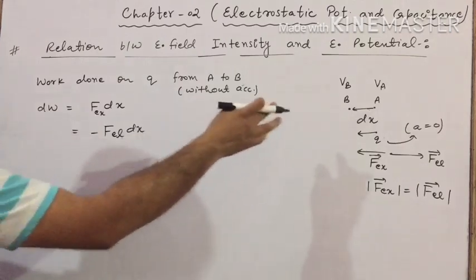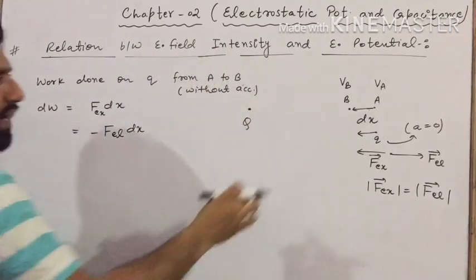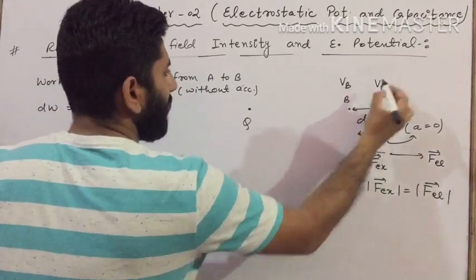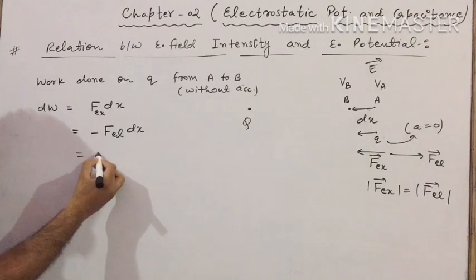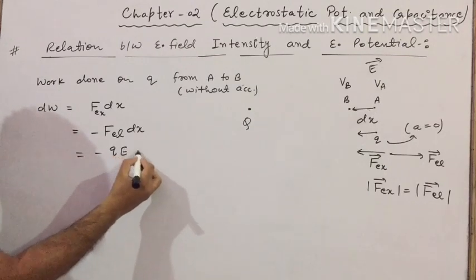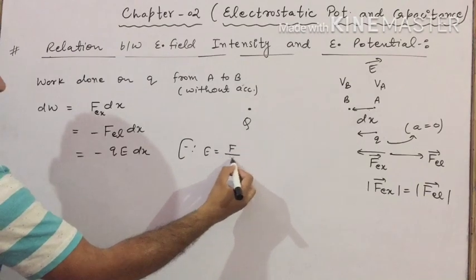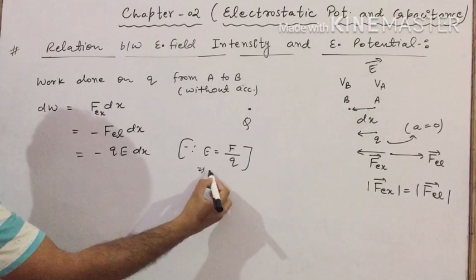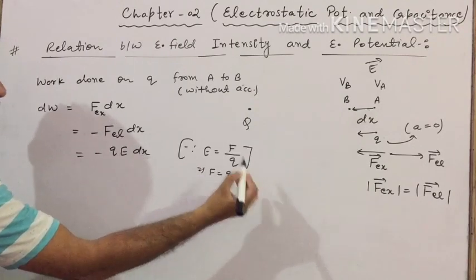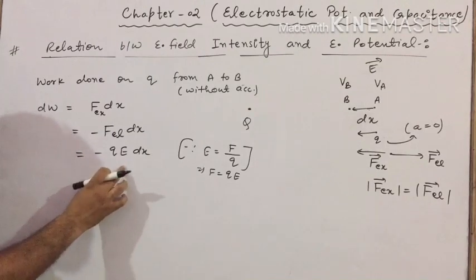And if electric field at that point is E, because I wanted to introduce electric field intensity, if electric field at this point is E, suppose, in that case, this force can be written as qE, because we know electric field intensity is defined as force per unit charge. Hence, force can be written as what? qE. So I have used this relation over here.